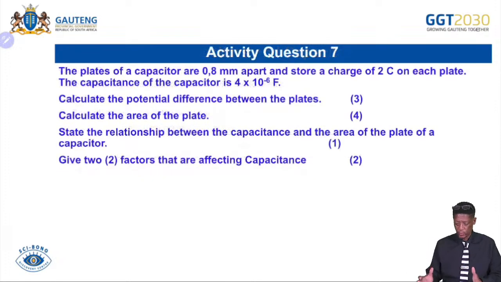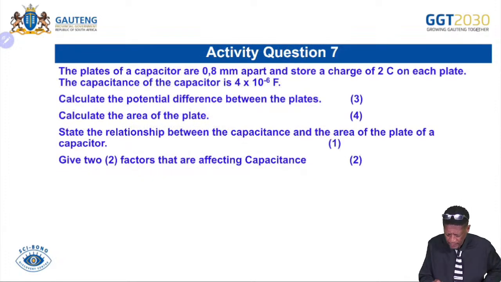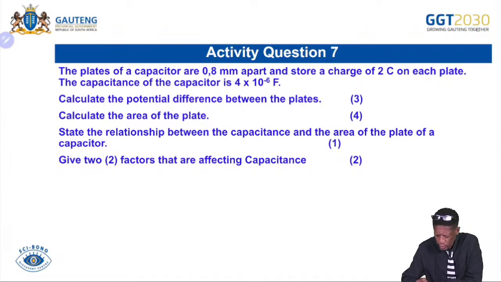Then the calculations, therefore, reading the scenario, right? This is the very easiest one. Now, they say here, the plates of a capacitor 3.8 millimeters apart are stored, and stored a charge of this.